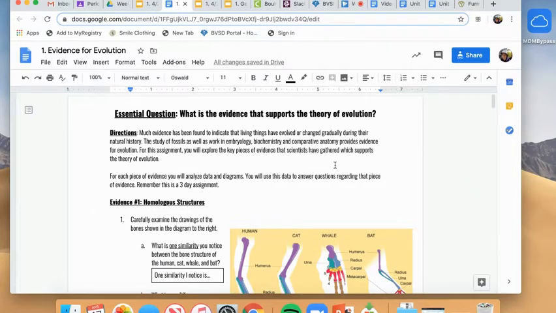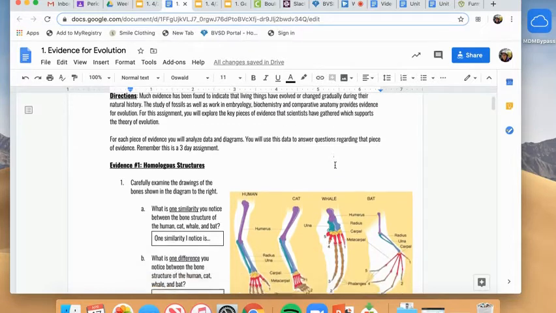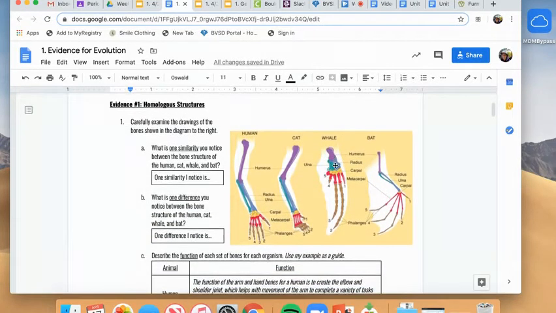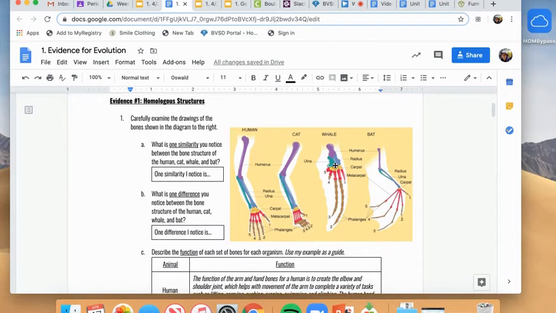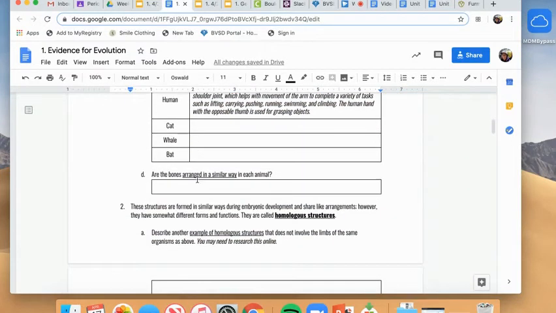I'm not going to go over it too much, just give you a brief explanation for each evidence piece. So evidence number 1 is all about something called homologous structures. And if we skip ahead here to question number 2, this defines what a homologous structure is. Homologous structures are structures that are found in different organisms, but that are very similar.